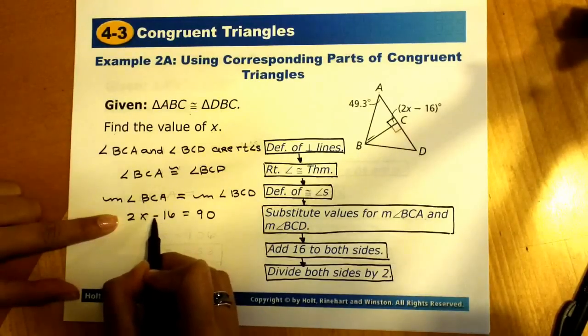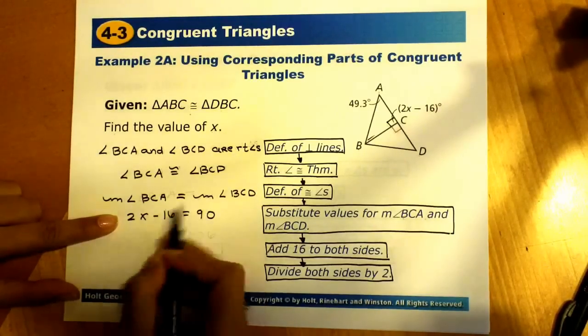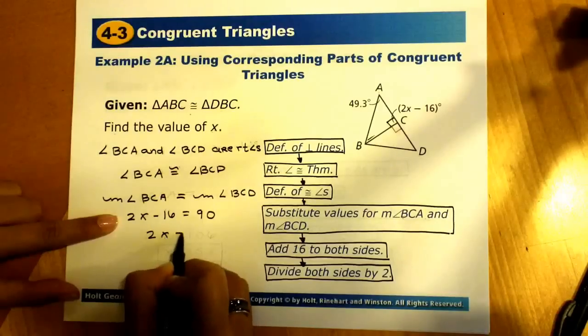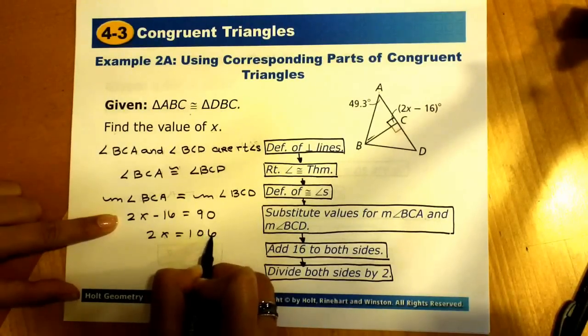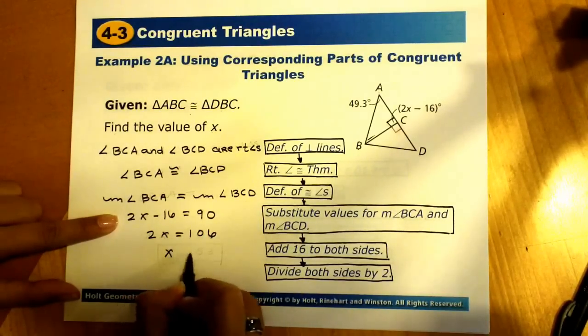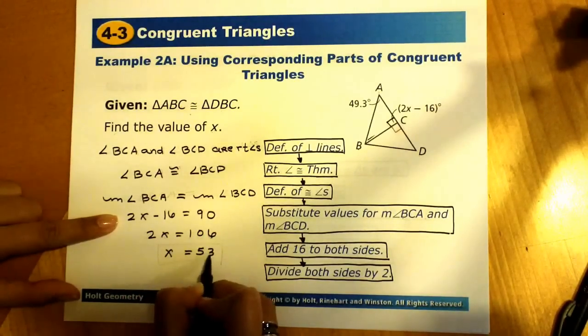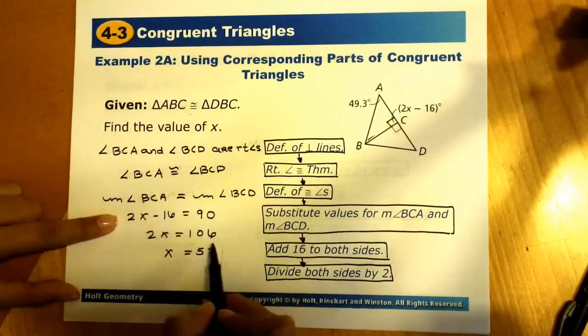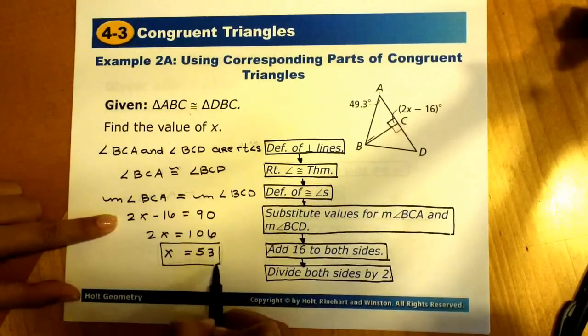I add 16 to both sides, so I'm adding the opposite. I get 2x equals 106. Divide both sides by 2. I get x equals 53. That's what the question was asking for, so that's my answer.